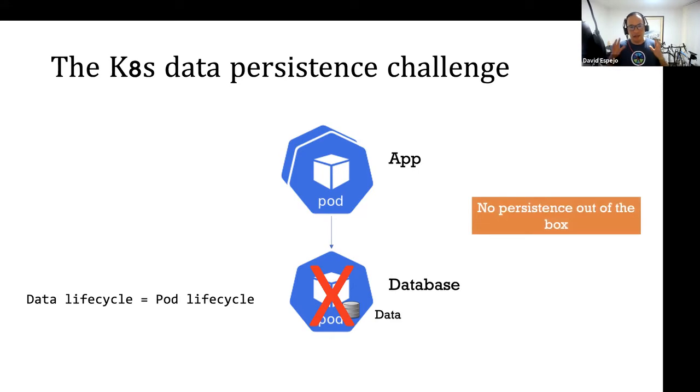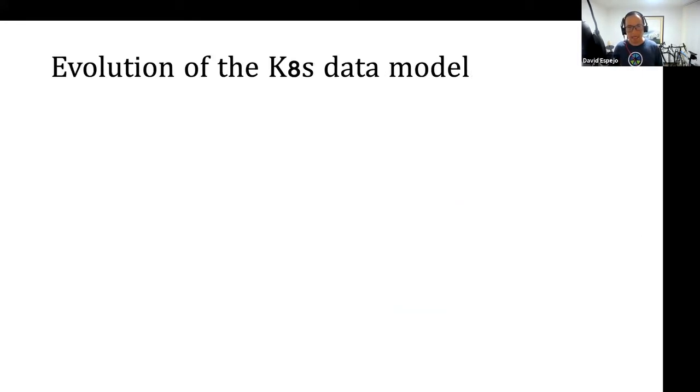So by default, in summary, the main challenge is that there is no data persistence, at least not out of the box on Kubernetes, right? And this is a problem that many of the container runtimes share. For example, Docker. By default, Docker doesn't do any form of data persistency. So there are many ways to tackle this problem, and that's the evolution of what we have called the Kubernetes data model.